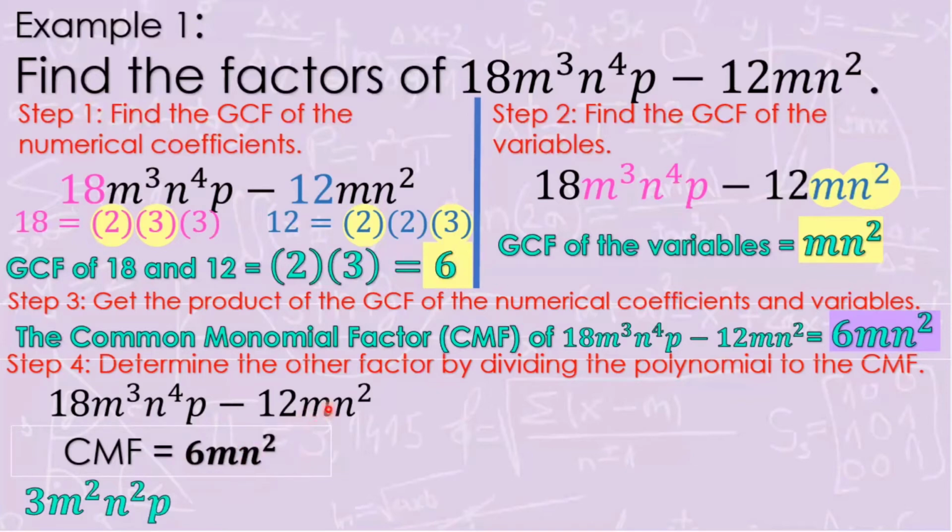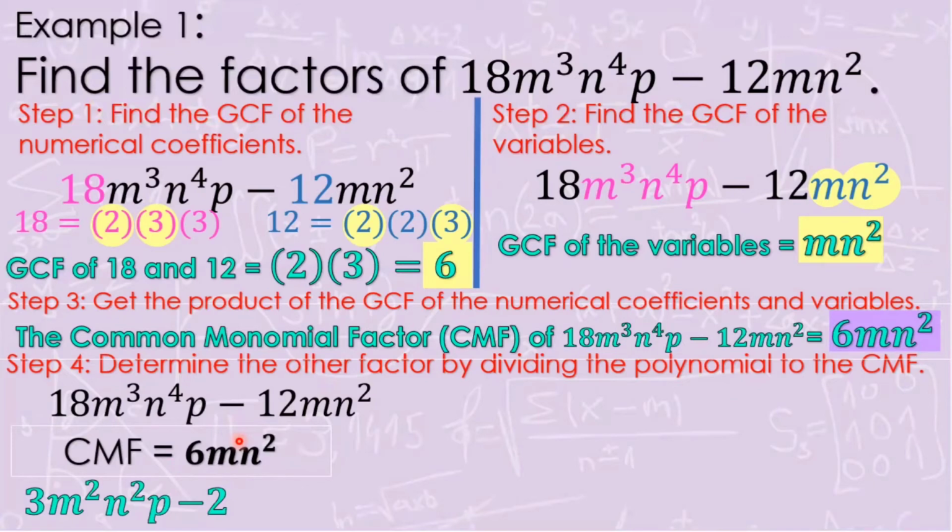Let us proceed to the second term. Negative 12 divided by 6, that will give us negative 2. m divided by m. So, ang exponent dito ay invisible 1. Dito rin ay invisible 1. So, sabi natin, ima-minus sila. So, 1 minus 1, that will give us m raised to 0. And any number or variable that is raised to 0, that will be equal to 1.